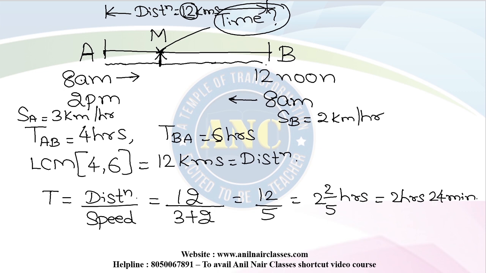That means after 8 o'clock, they will travel for 2 hours and 24 minutes. After 8 o'clock, if they are traveling for 2 hours and 24 minutes, what will be the meeting time? 8 o'clock plus 2 hours 24 minutes is 10:24 a.m. The answer for this question is 10:24 a.m.